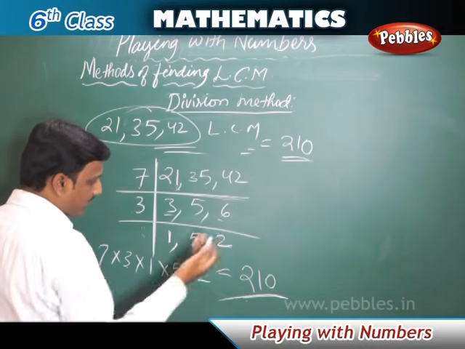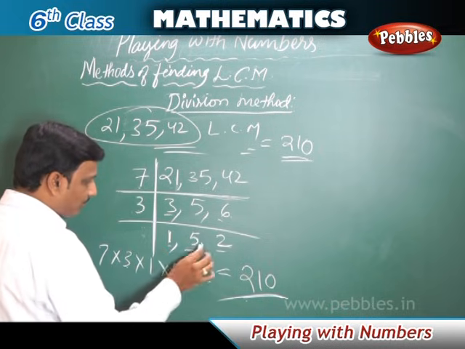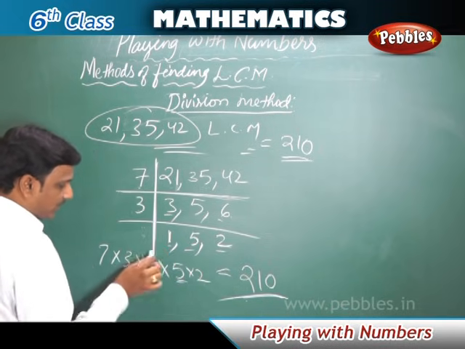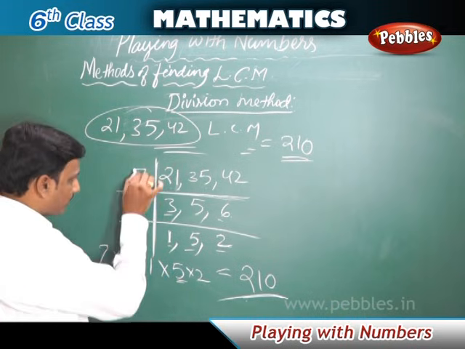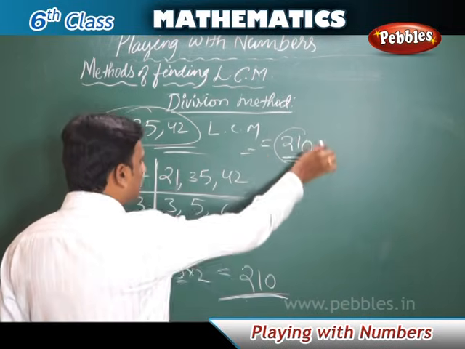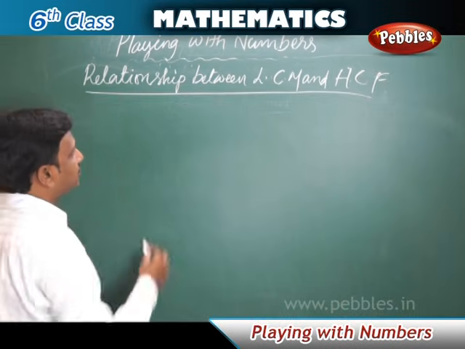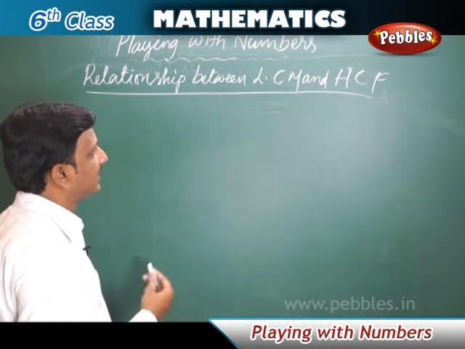So these 3 are prime numbers, these 2 are prime numbers. So here is 1, so there is no possibility of further division. Now we have written the product of all these numbers. It is 210. It is the LCM of these 3 numbers. Now let us find the relationship between LCM and HCF.